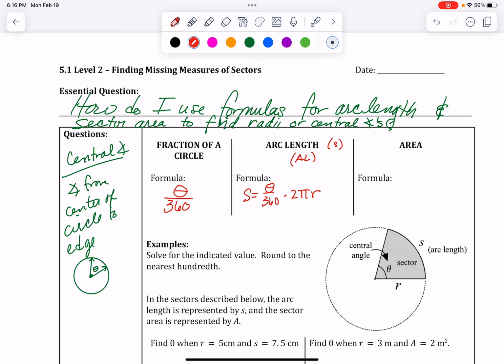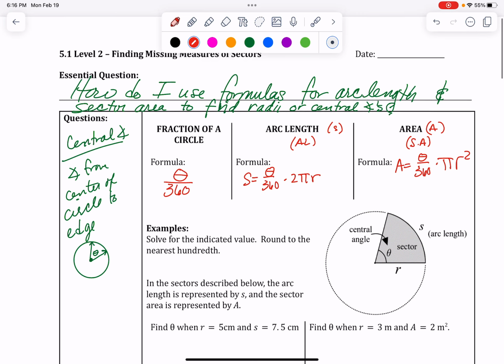Area is either an A, or I'm going to call it sector area. You'll also see SA for surface area, but we're going to use it for sector area for this. And again, area is theta over 360, so some part of a circle, times pi r squared. And that's the formula for the area of a circle.